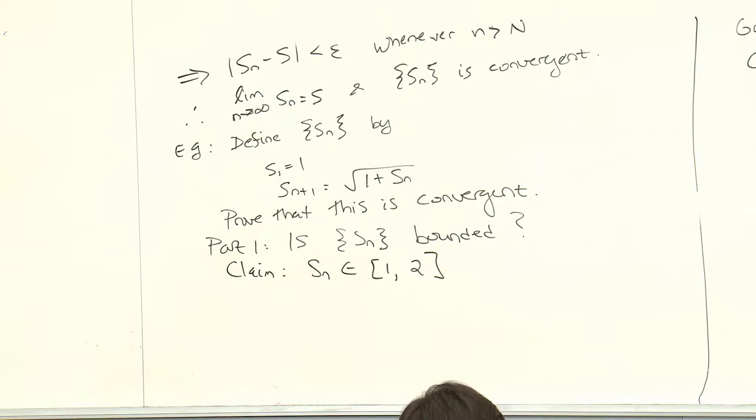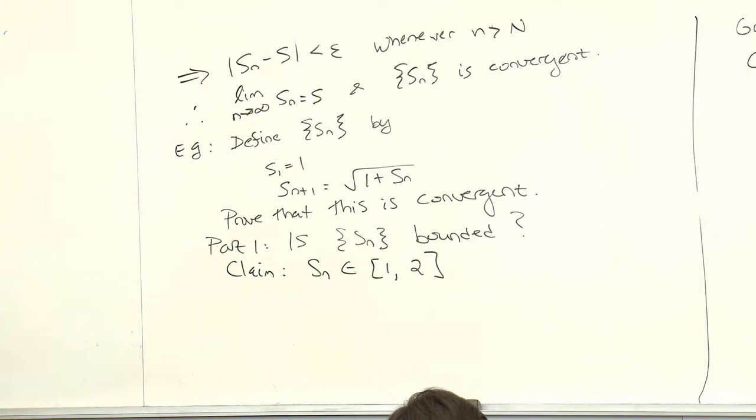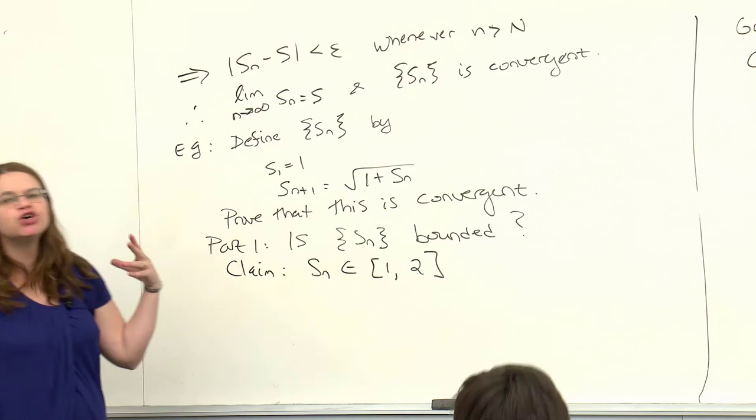Okay, and again, I will have done that by just plugging in a few values and seeing what the sequence looks like. It looks like it never wants to get bigger than 2, so let's try it. How would you prove a claim like this? Inductively, right? I have something that I want to prove is true for all natural numbers, so proof by induction is your go-to technique here.